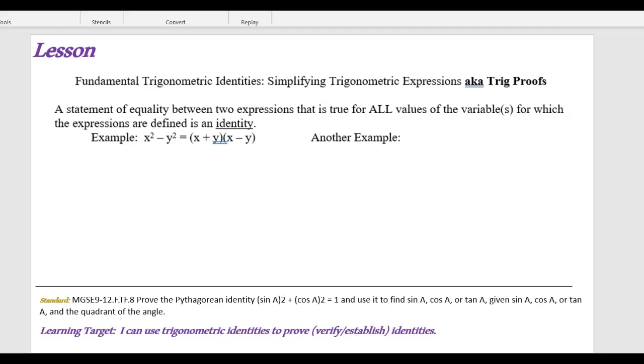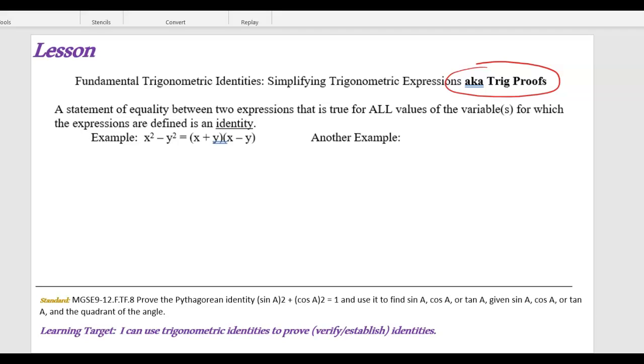All right, so once again, we have these fundamental trig identities, and we're going to be simplifying trigonometric expressions, but I call them proofs. As you simplify, you're going to be writing a reason, and you're going to be doing it step by step. So it's really a proof. You're justifying every step of the way, even when it's super basic.